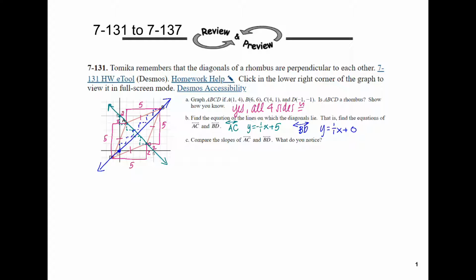Compare the slopes of line AC to BD. What do you notice? Well, I notice that they are negative 1 over 1 and 1 over 1, which tells me that they are opposite reciprocals of each other, which also tells me that my diagonals are perpendicular.